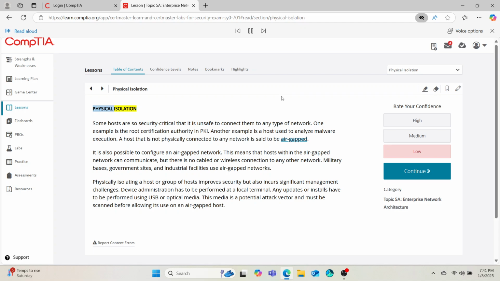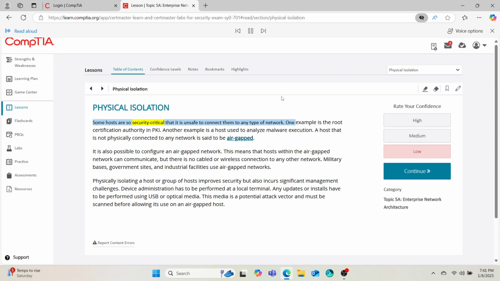Physical isolation. Some hosts are so security critical that it is unsafe to connect them to any type of network. One example is the Root Certification Authority in PKI. Another example is a host used to analyze malware execution. A host that is not physically connected to any network is said to be air-gapped.